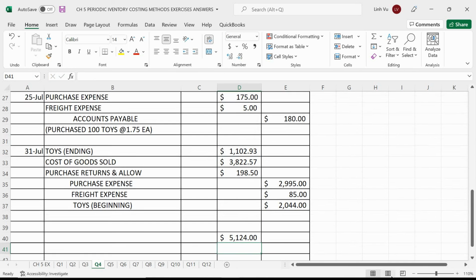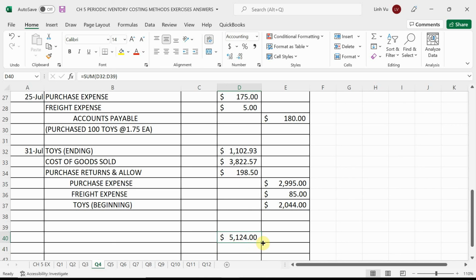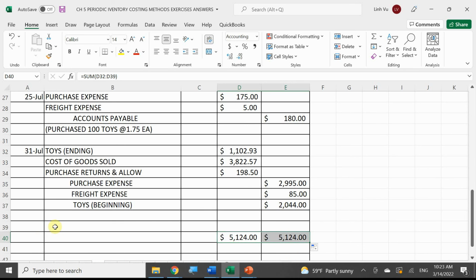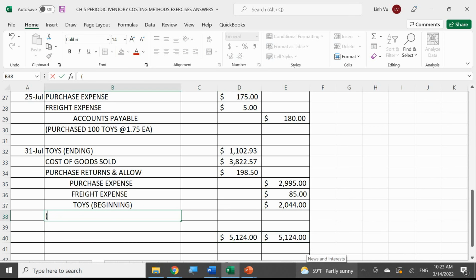Okay. So again, rule of thumb here is we need to ensure that our debits and credits match. So here I have a total debit of $5,124 and I have a total credit of $5,124. So in this case, good. Our accounts balance. And last but not least, I need to add a description, okay? And I'm going to write conversion entry, for periodic inventory purchases.